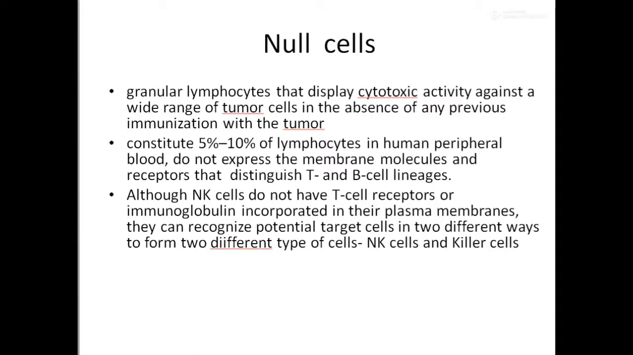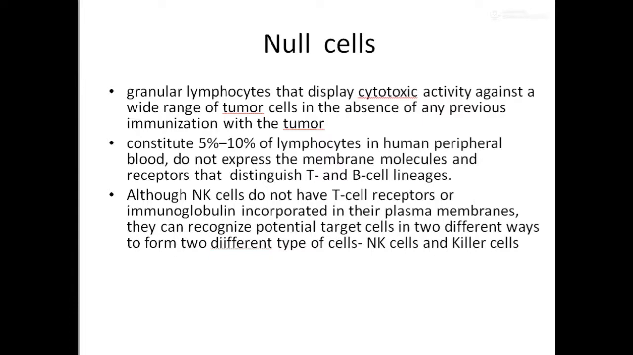I would also like to talk about the null cells. These are granular lymphocytes, also a type of WBC, which display cytotoxic activity against a wide range of tumor cells in the absence of any previous immunization with the tumor. Why are they called so? Because they do not have a T cell receptor, nor any immunoglobulin incorporated in their plasma membranes, but they recognize the potential target cells in two different ways, and they form different types of cells called the NK cells as well as the killer cells.